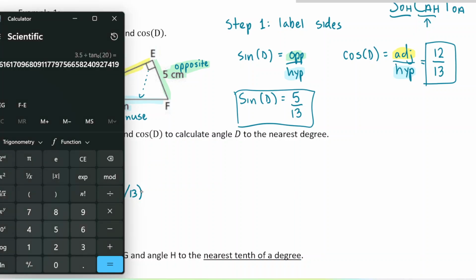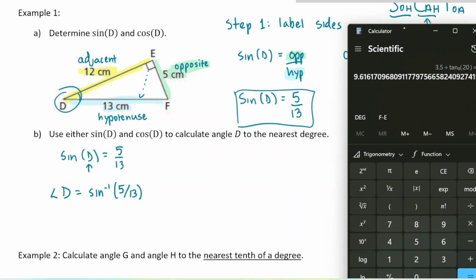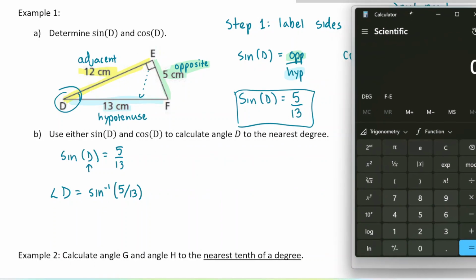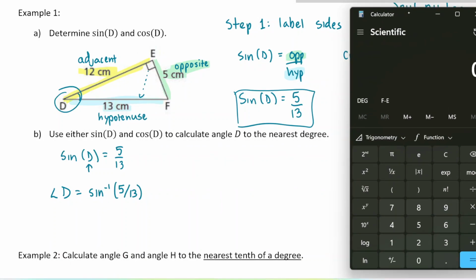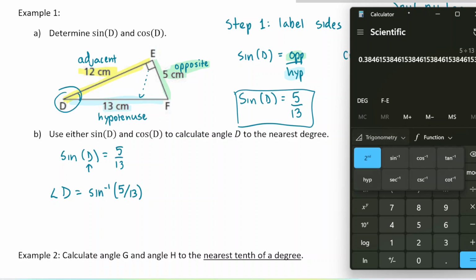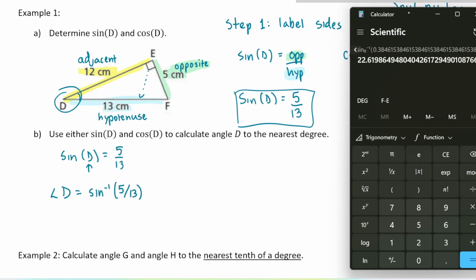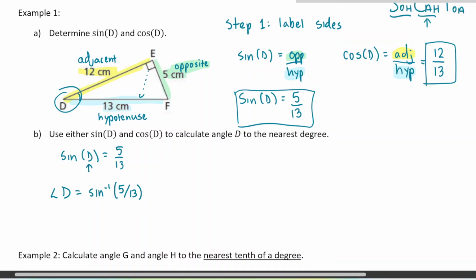So when you type that into your calculator, for my calculator, I have to type 5 divided by 13 first, but you might have to type sine first. It just depends on your calculator. So I just use division here, 5 divided by 13, and then I'm going to click my trig button. You will probably have to press shift or second, and then find the sine minus 1, so the inverse sine button, and it calculates that angle for you. So 22.6, where it says to the nearest degree, so 23 degrees. So we can write angle D is approximately 23 degrees.